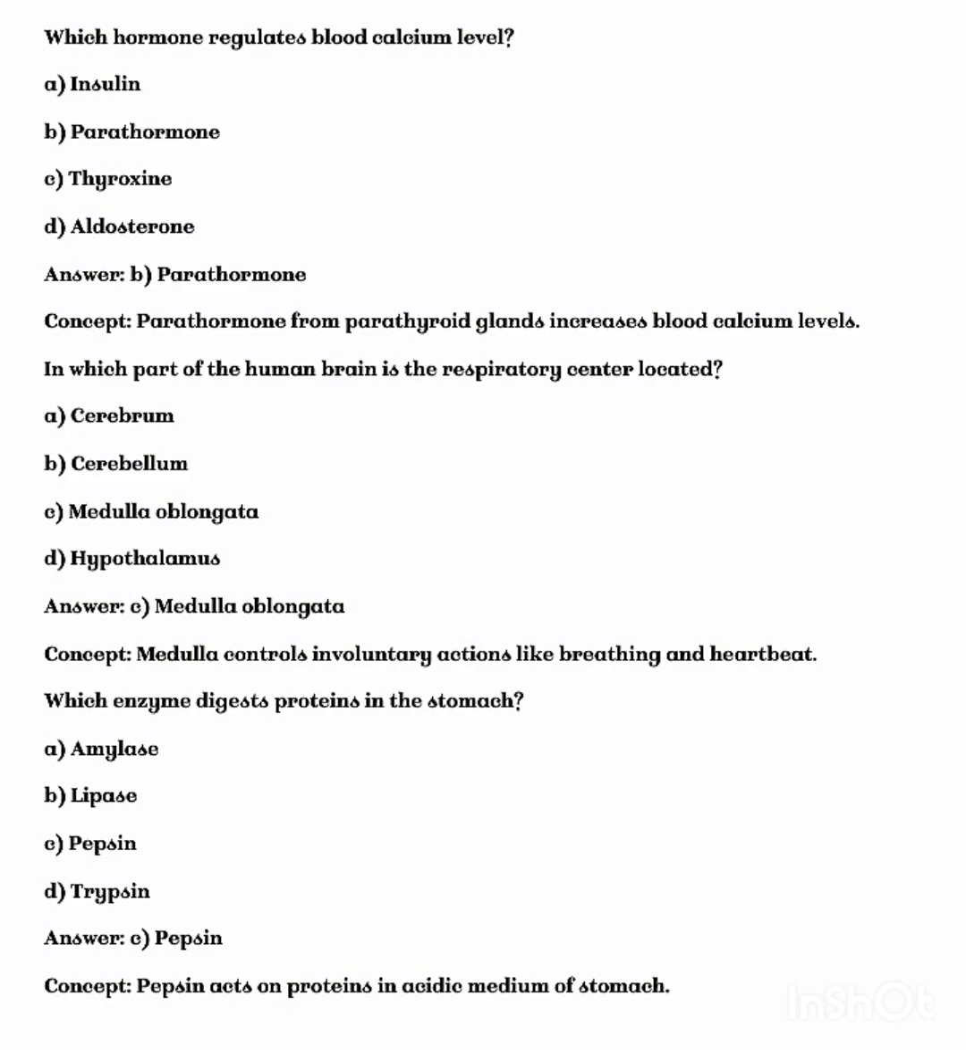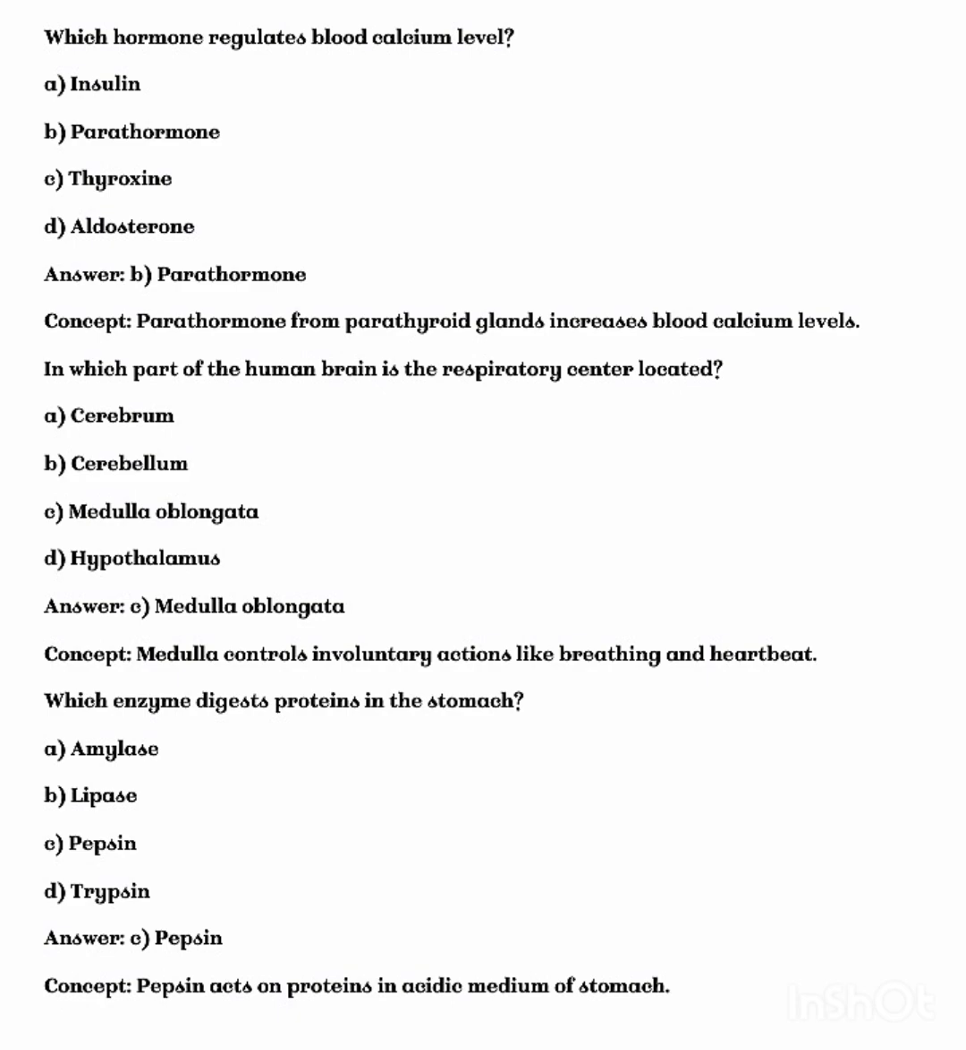Which hormone regulates blood calcium level? A. Insulin, B. Parathormone, C. Thyroxine, D. Aldosterone. Answer B. Parathormone. Concept: parathormone from parathyroid glands increases blood calcium levels.